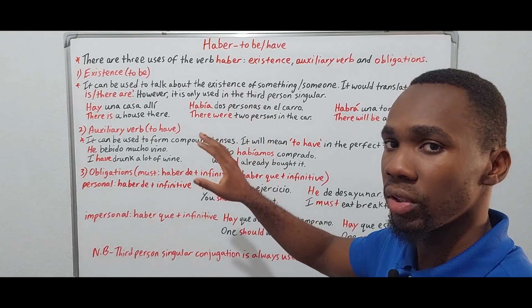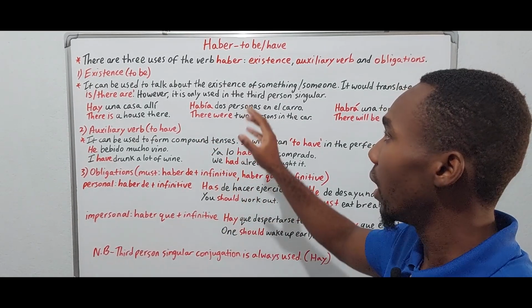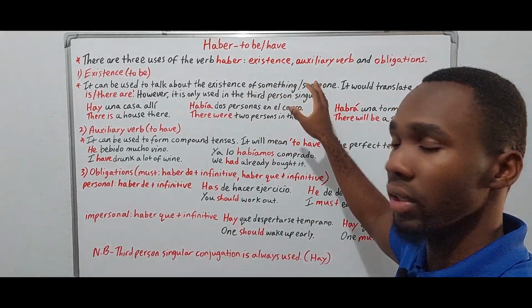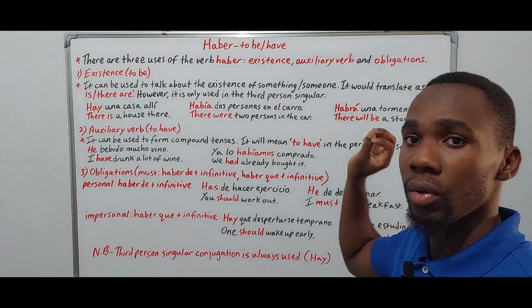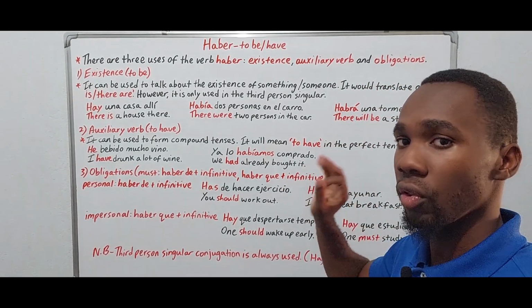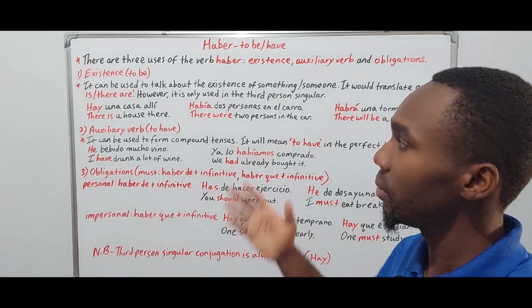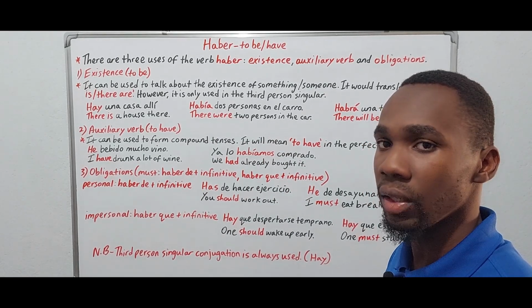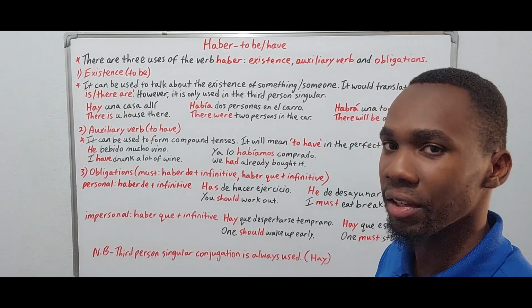So when it comes to uses now, the verb haber has three uses. It can be used to talk about existence, it can be used as an auxiliary verb, and it can be used to talk about obligations, okay? So those are the three uses of the verb haber. So let's begin with existence, and in this case it will be translated as to be. Once again, it's not the same as ser, right?